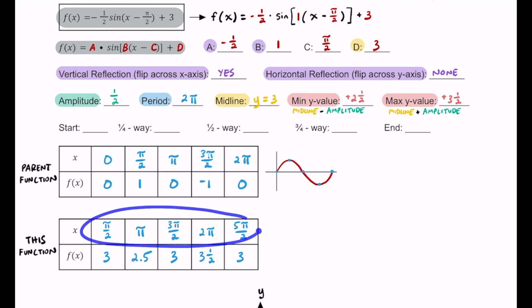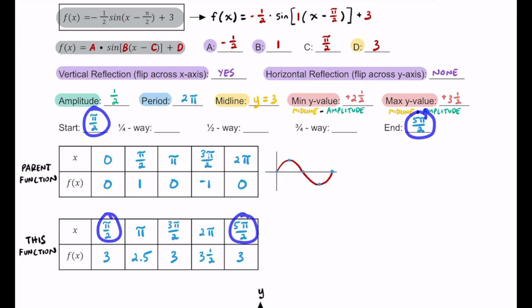Now that we know our x values over here, again, our normal start and end is going to be at 0 and 2 pi. Now we shifted to the right pi over 2, so the period is still 2 pi, so add 2 pi onto that, that's going to be this 5 pi over 2, that's where it's going to end. So here's the start and here's the end. Halfway through was this 3 pi over 2, so I'm going to put 3 pi over 2 in the middle, and then we have pi between those, and then 2 pi over here to the right.